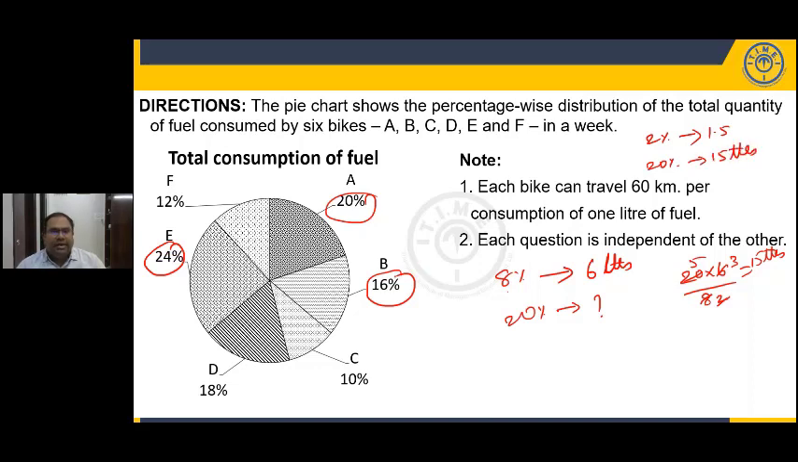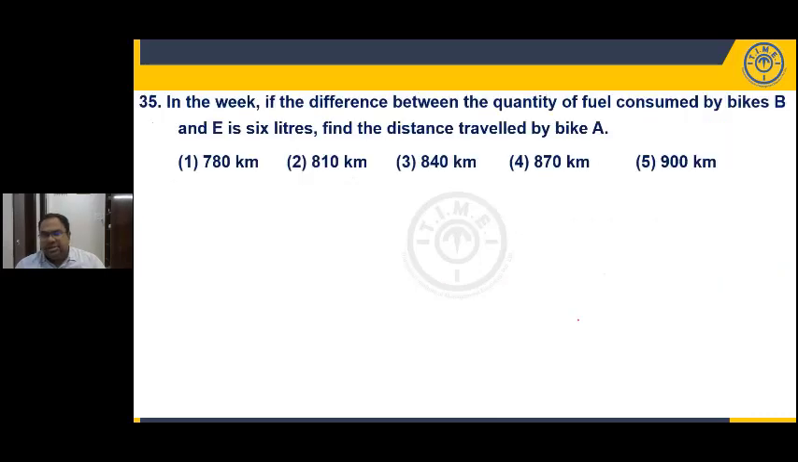20%, 15 liters. So 15 liters means, what's the distance traveled? 1 liter, what's the mileage? Mileage is 60 kilometers per liter. So 15 liters means 15 into 60. 900 kilometers. Choice 5.